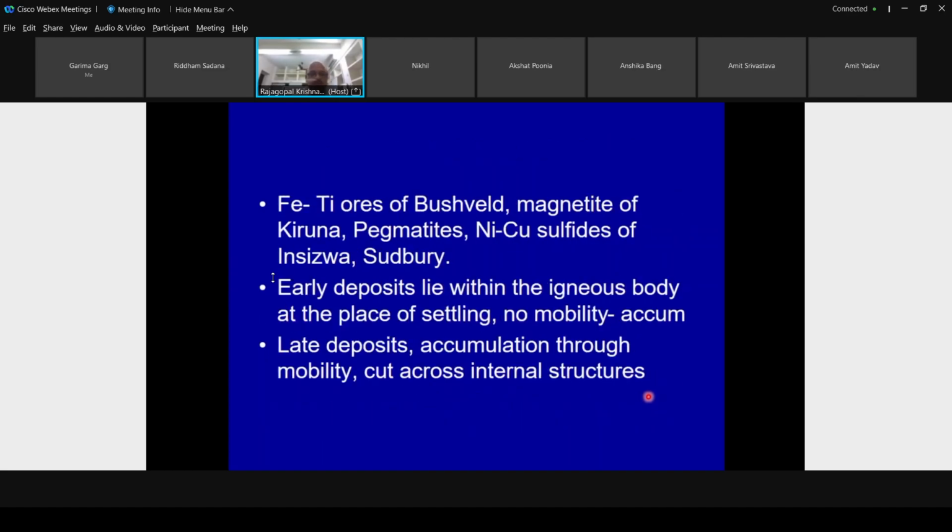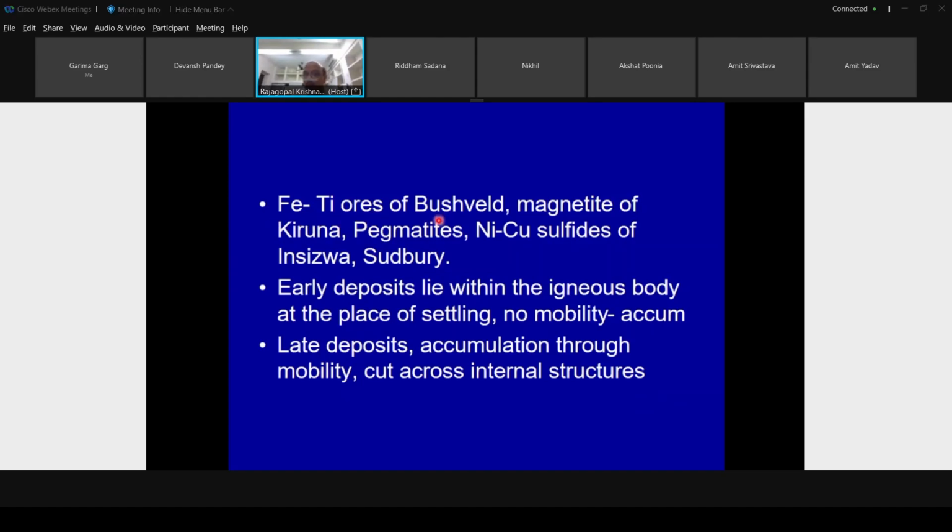Sir, what you just said about silicon and silicates, can you repeat? Yeah. Silicon is Si, a chemical component, whereas silicates is a group of minerals having the silicate structure. One is mineralogy, another one is the chemical composition. Okay, sir, thank you.